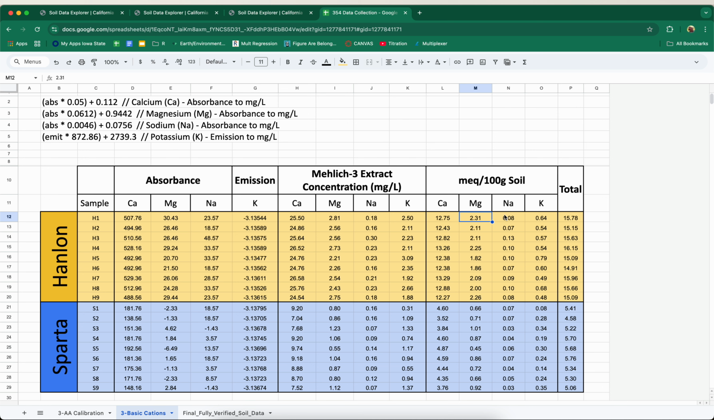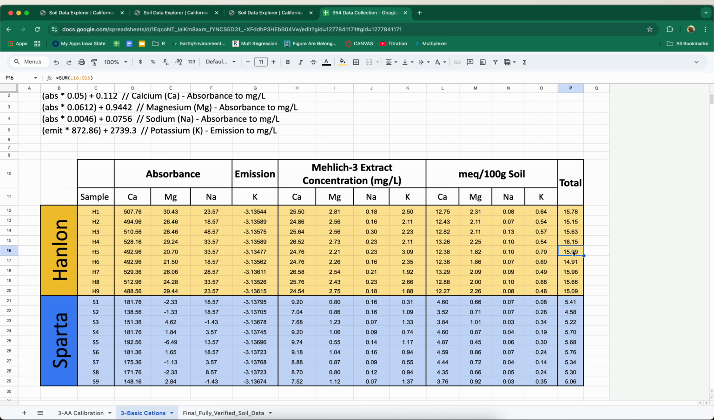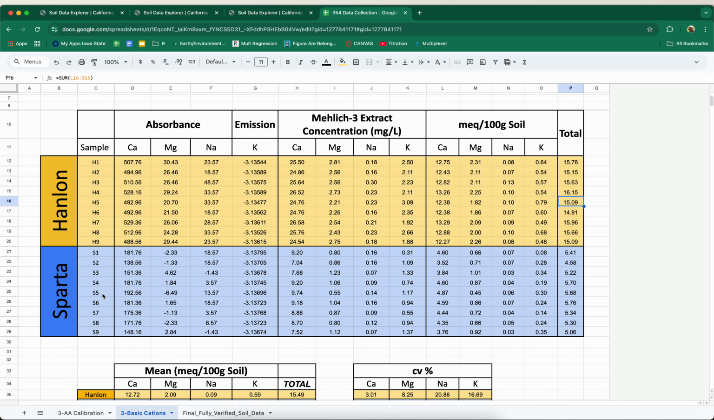Each of those four ending cation exchange capacity concentrations, in milliequivalents per 100 grams of soil, is totaled for that soil sample. You'll see most of the Hanlon soil totals ended up around 15. I think we had a low of 14.9 and a high of 16.15, so a pretty tight range there. And then the Sparta soils, much lower, fours and fives, mostly fives.